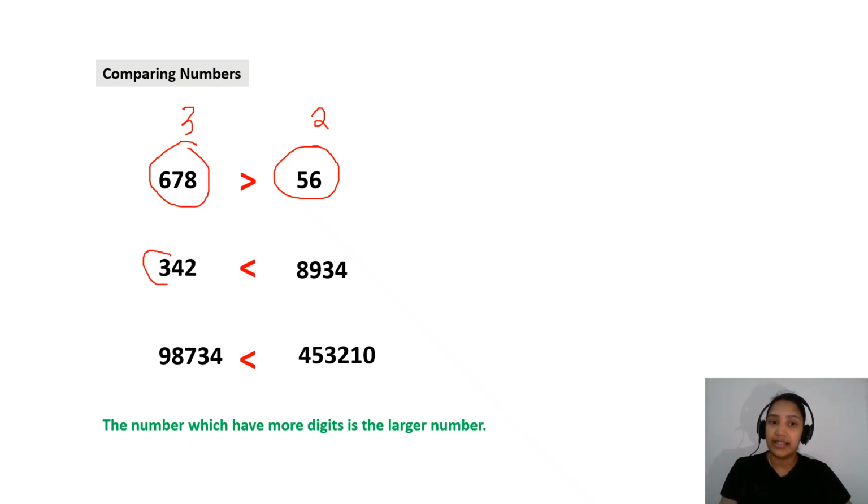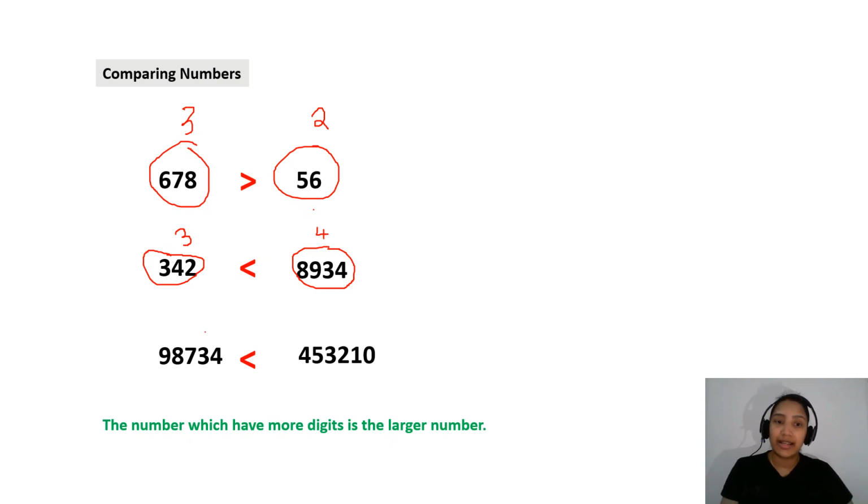And what about the second? 342 and 8,934, where 342 having only 3 digits. 1, 2, 3. Okay, then 8,934 having only 4 digits. So 3 is greater than 4, so we put greater than symbol. So this number will be greater than this number. 342 is the smallest number according to 8,934.